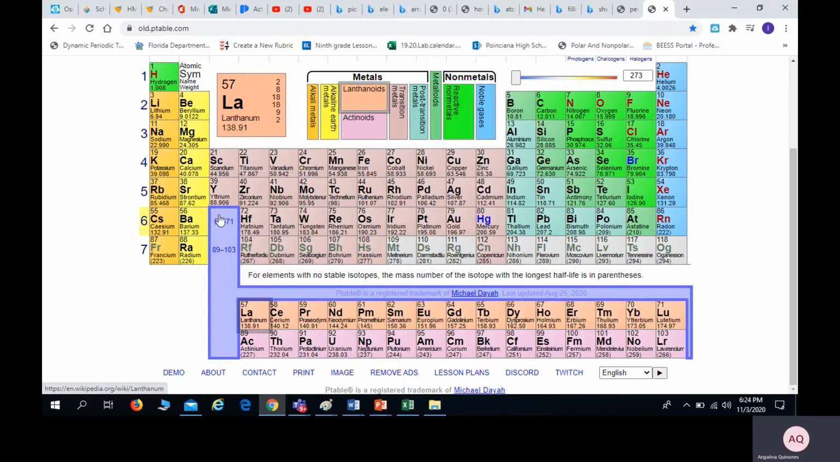So notice here it says 57 through 71. So elements 57 through 71 could actually be squeezed into this space. Same thing for elements 89 through 103. All of these elements can be squeezed in here. So this is actually period 7.